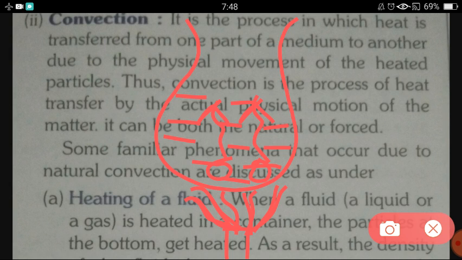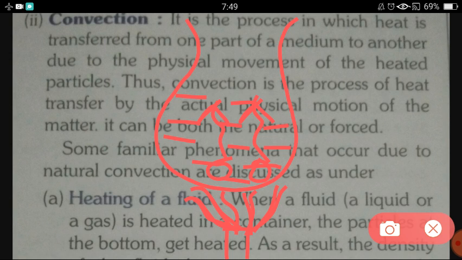Nowadays, as winter is going on, those who are using a geyser will not observe that, but those who are using an immersion water heater will notice that when the temperature of the water starts increasing, some bubbles come from the lower part of the bucket to the upper part.